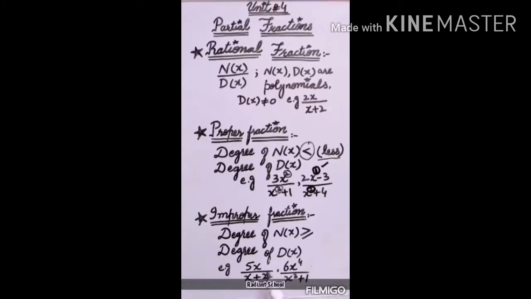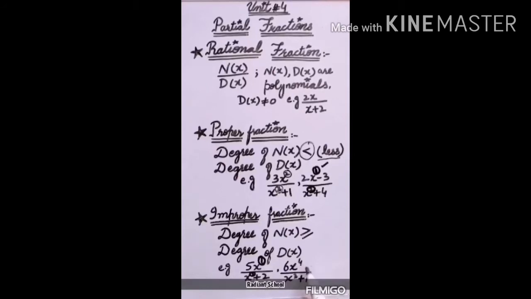The degree of numerator here is 1, because the highest power of the variable involved is 1. In the denominator, if you find, the degree is also 1. So I have told that when the degree of numerator is equal to the degree of denominator, then the resultant fraction is said to be an improper fraction.